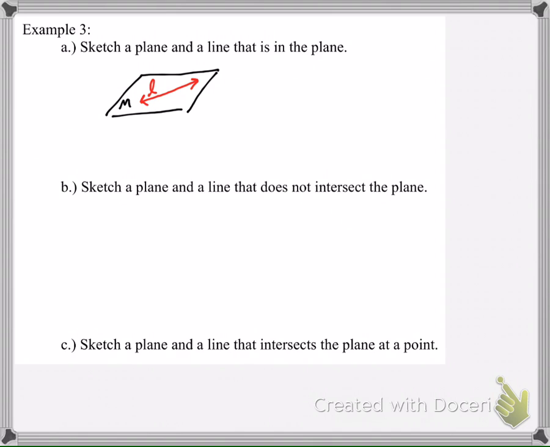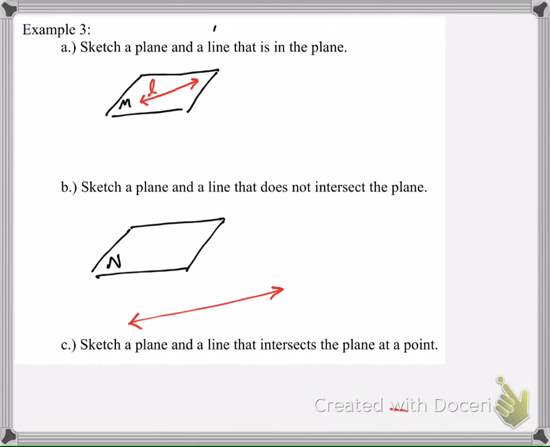Okay. So now for part B, we want to sketch a plane and a line that does not intersect the plane. So again, let's sketch our plane again, that trapezoidal figure. Okay. There's my plane. We'll call this plane N. And I want a line that's not in that plane. So I'm going to make it like way down here below. Obviously not in that plane.